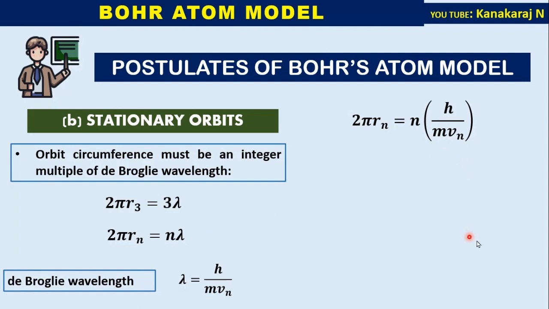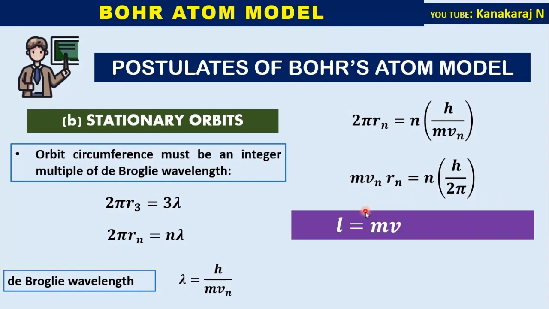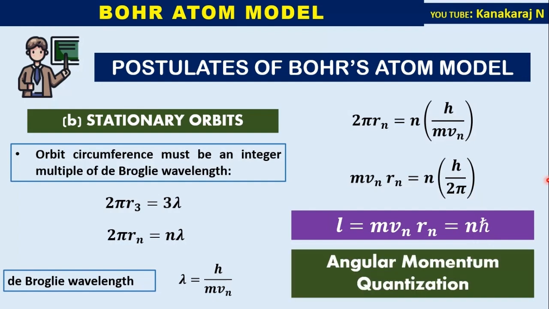Let's do a little rearrangement. So we get m vn that comes to the left hand side, multiplied with rn, and 2 pi goes to the right hand side and divides h. So m vn rn equals n times h upon 2 pi. The left hand side, m vn rn, is the angular momentum L, which equals n times h bar. h bar is h upon 2 pi. Angular momentum is quantized. Remember, in stationary orbits, angular momentum is quantized.